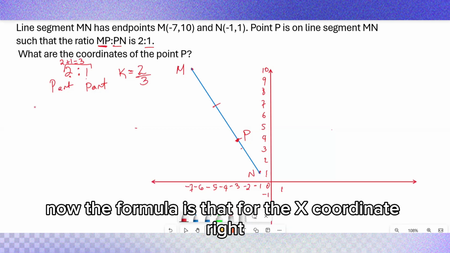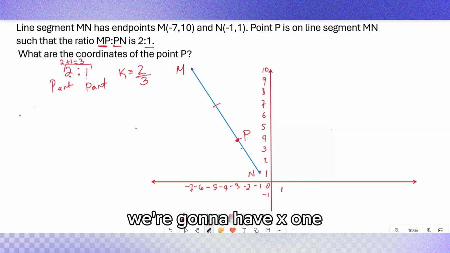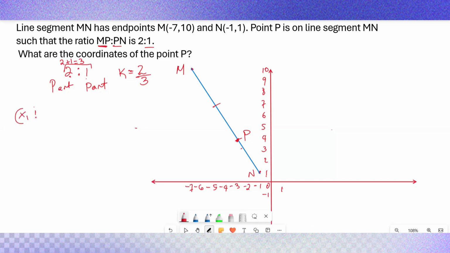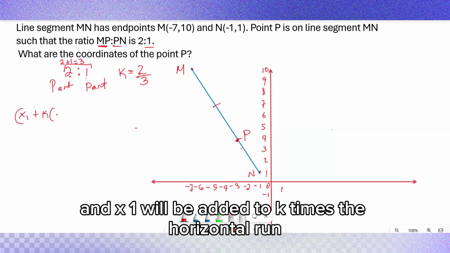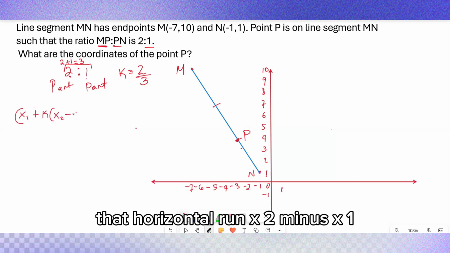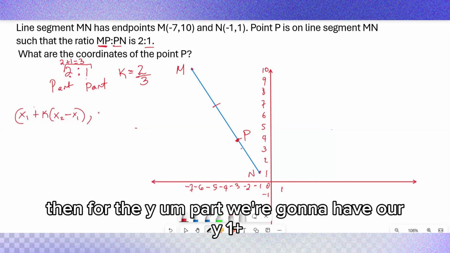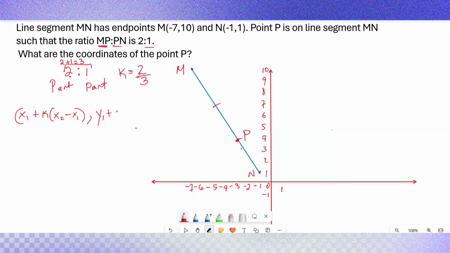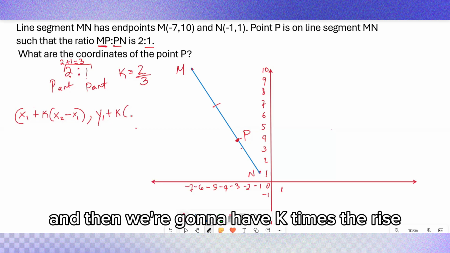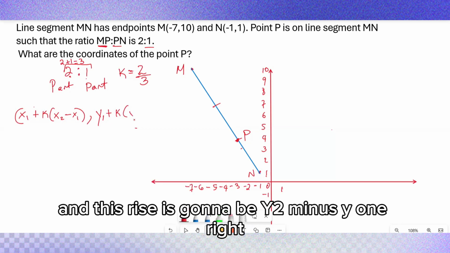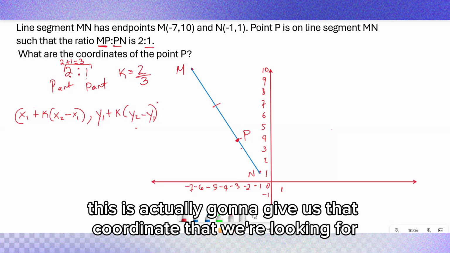Now, the formula is that for the x coordinate, we're going to have x1, and x1 will be added to k times the horizontal run. That horizontal run, x2 minus x1, is going to give us where the new x is, comma. Then for the y part, we're going to have our y1 plus k times the rise, and this rise is going to be y2 minus y1, right? And then this is going to give us that coordinate that we're looking for.